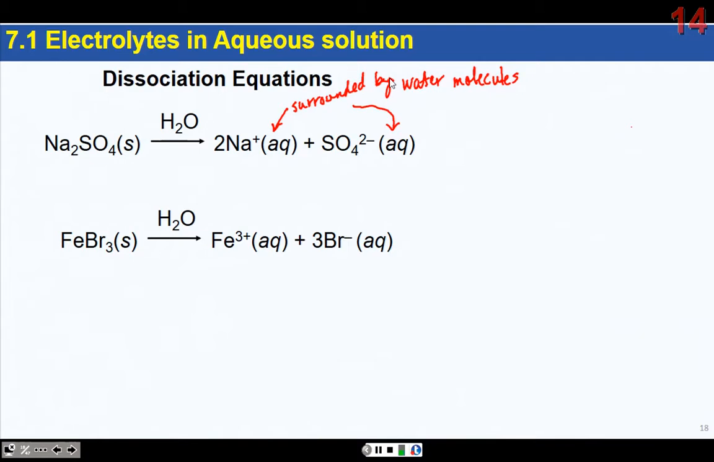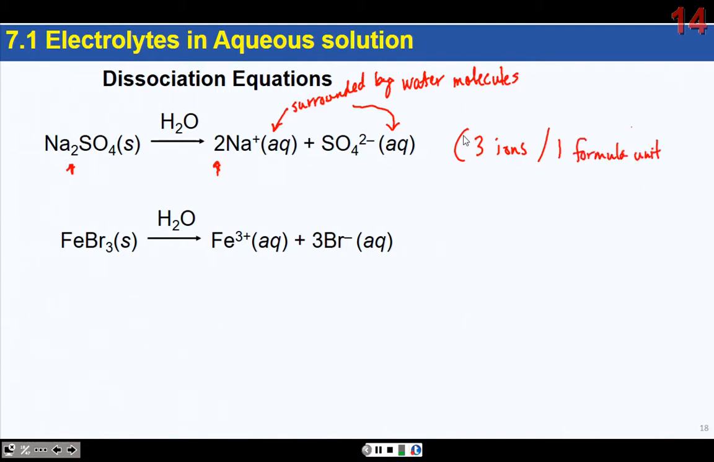But notice, because of the coefficient or the subscripts in the compound formula, there will be 2 sodium ions for each sulfate ion that is produced when the compound dissociates, for a total of 3 ions for 1 formula unit.